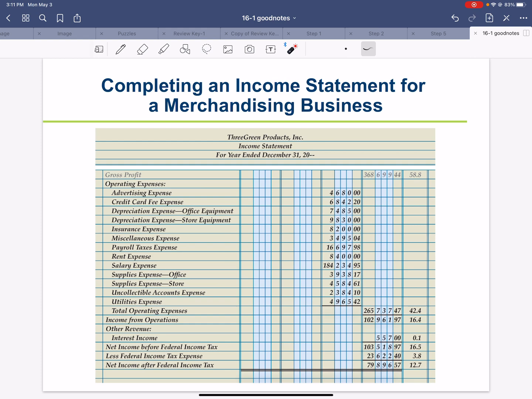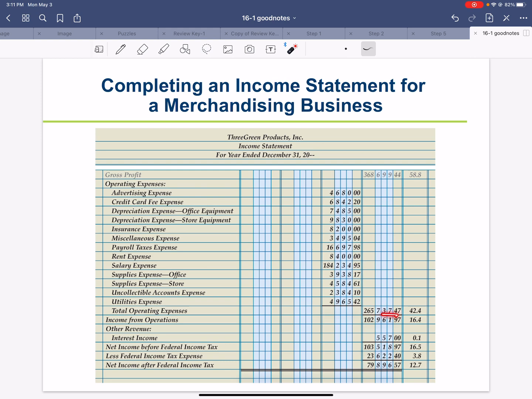Okay, so we will write our next title, operating expenses. And then we would list all of our expenses, but not the federal income tax. So we're going to list all of our expenses, draw a single line, you'll total it up, so your total operating expenses will be totaled right there. Our next section is other revenue, and we do have other revenue from interest income, and that number goes right there. We'll draw a single line there. It says net income before federal income tax.